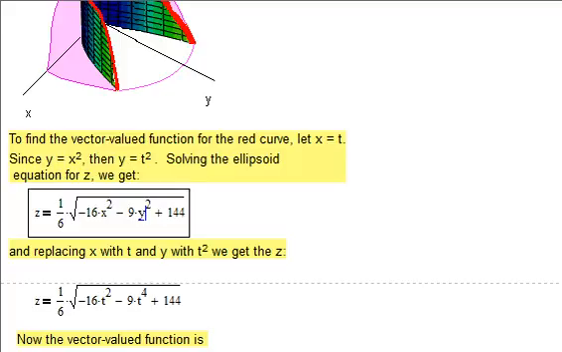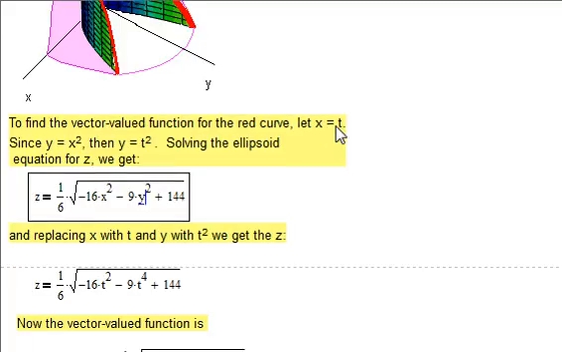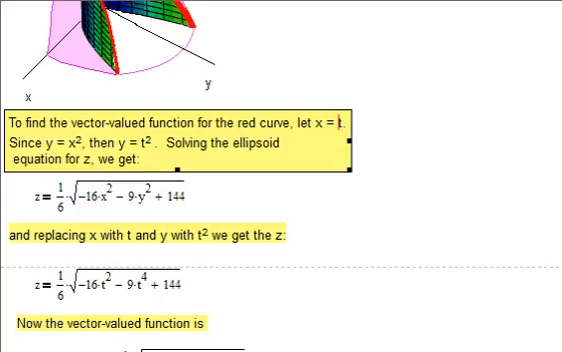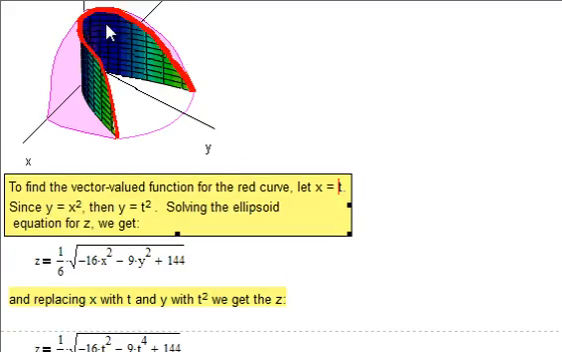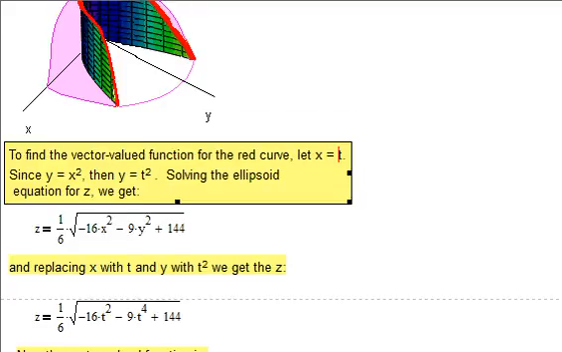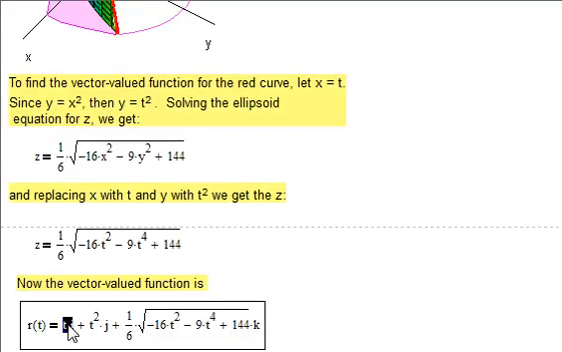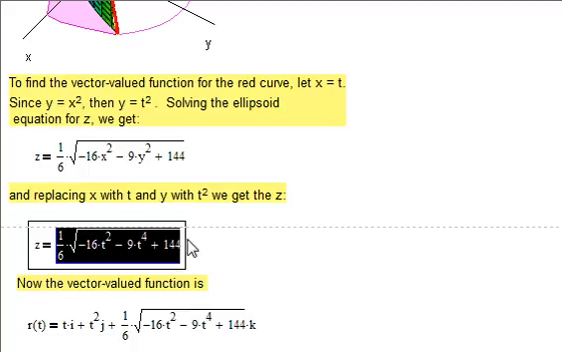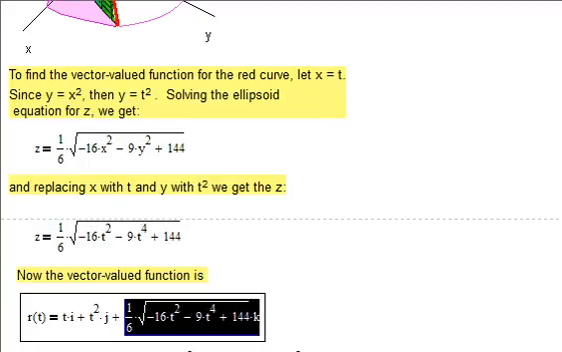So now our vector valued function is, we're going to say that x equals t, y equals x squared. Remember why we're doing that, because it's on the three-dimensional version of this parabola. The parabola extended out along the z-axis might be a better way to say that. And so the vector valued function, here's our x times i, here's our y, remember it was this, times j, and here's our z, which we actually had to solve for by plugging in our value of x equals t and y equals t squared, and there is our vector valued function.